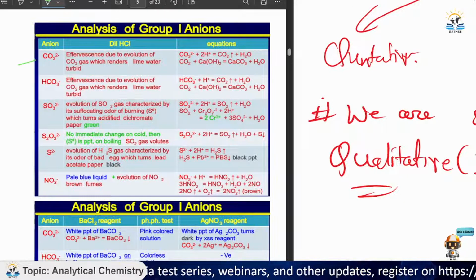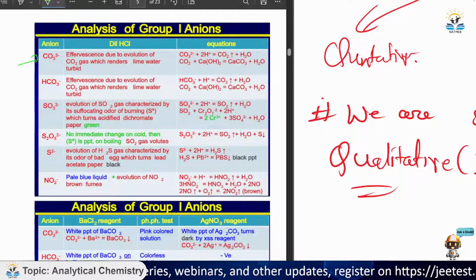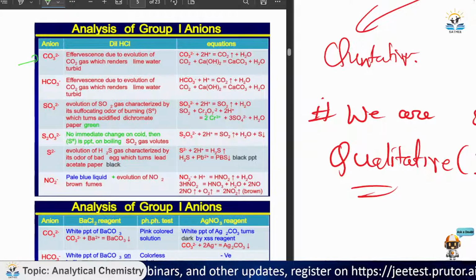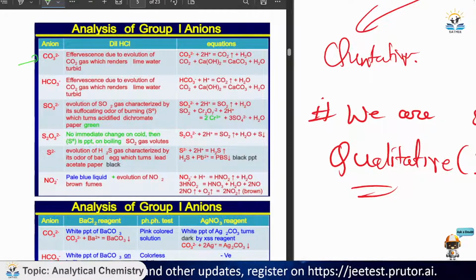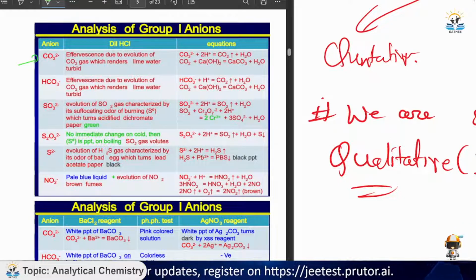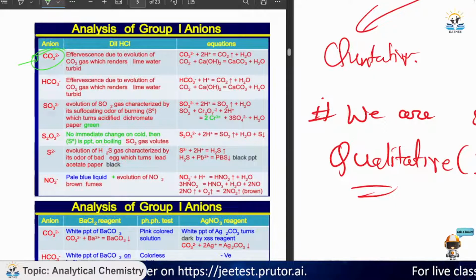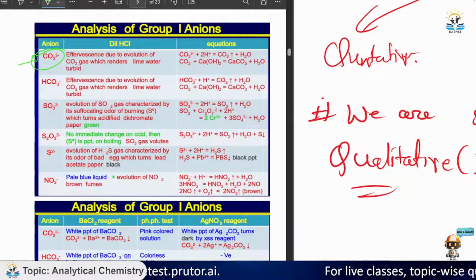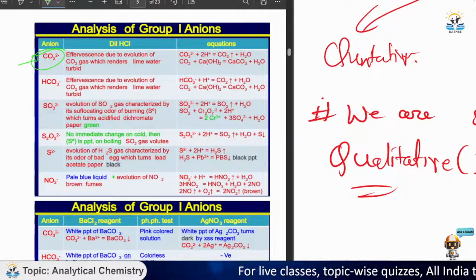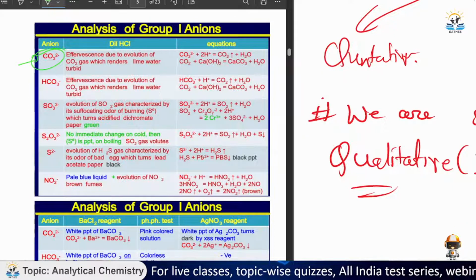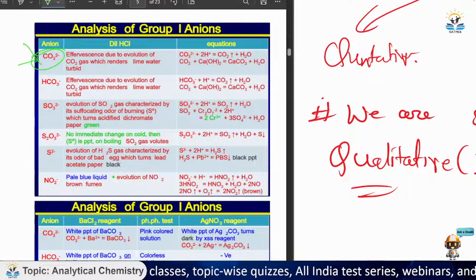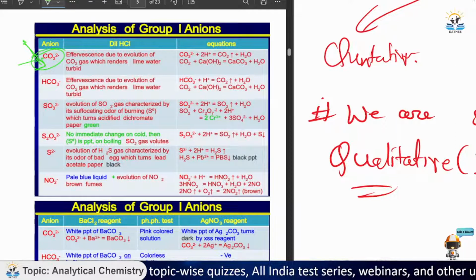Now, if we have a CO3 2 minus mixture, on adding dilute HCl, there is effervescence due to the evolution of CO2 gas. The CO3 2 minus ion will not be readily available to us. It will be available in the form of a certain mixture, like H2CO3 or BaCO3. Other elements are mixed with this CO3 2 minus ion. The major point is that we will have the CO3 2 minus anion in that complex.